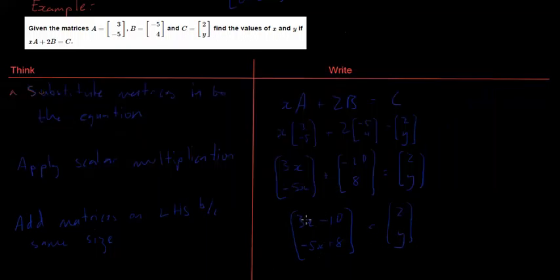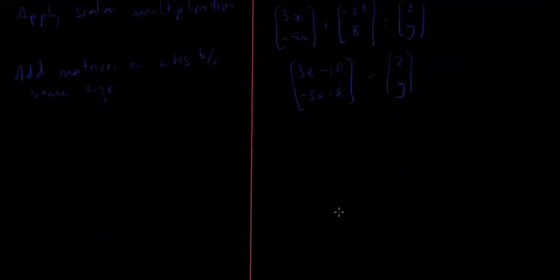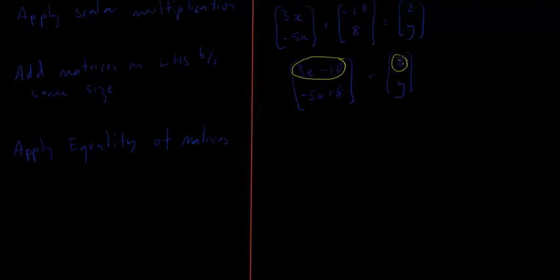We can't collect like terms between 3x and negative 10, but what we can do now is think about our rules for equality of matrices. So what we're going to do is apply equality of matrices. With that in mind, what we must recognize is that this guy here has to be equal to this guy here, and then this guy here has to be equal to that guy there.